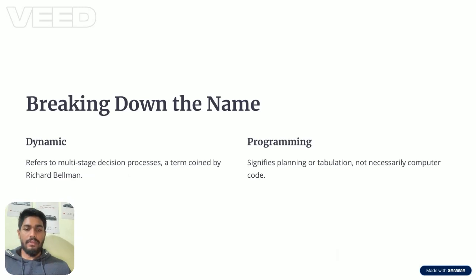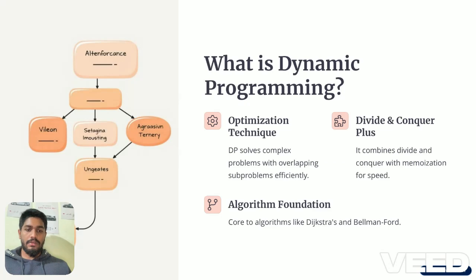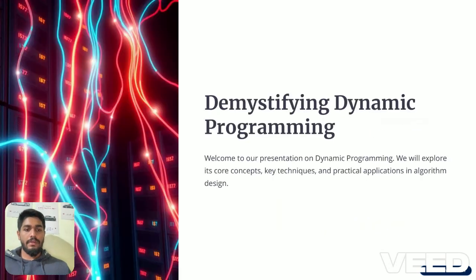Breaking down the name, we have already discussed what is dynamic and what is programming. Dynamic refers to a multi-stage decision process, a term coined by Richard Bellman, and programming signifies planning or tabulation, not necessarily computer code. And what is dynamic programming? It includes three points: optimization technique, divide and conquer, and algorithm foundation, which builds on powerful dynamic programming principles.